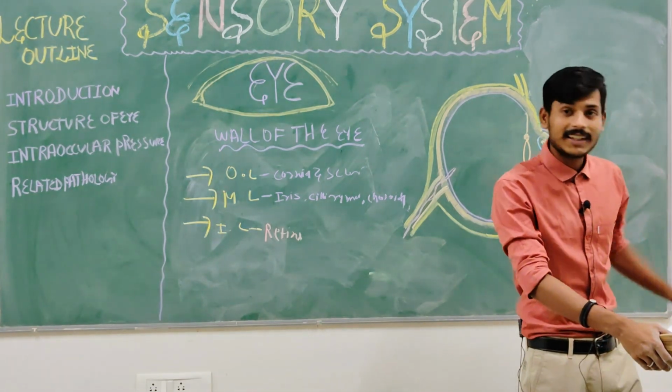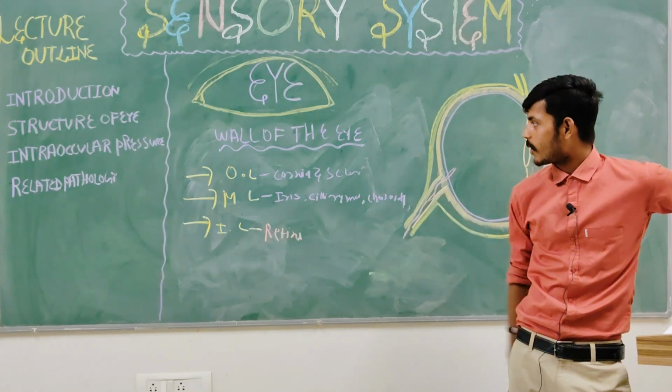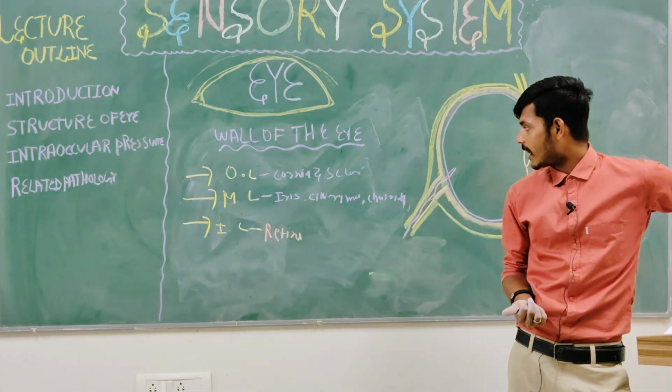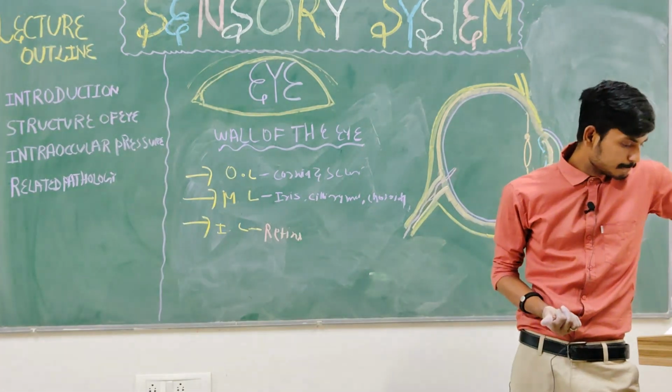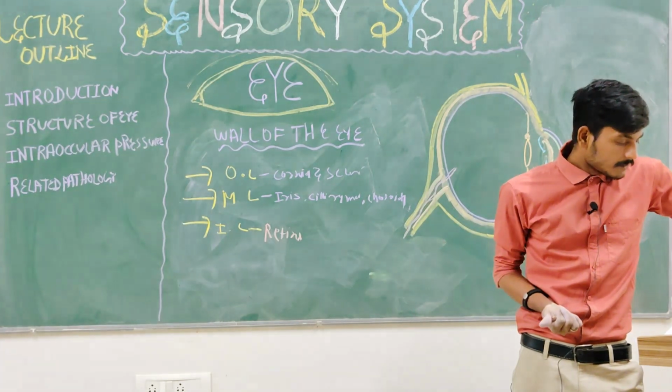We are discussing the wall of the eye. We discussed there are three layers present in the eye. The first one is the outer layer, which consists of the cornea and the sclera. The second one is called the middle layer, which consists of the iris, ciliary muscles and choroid. And the last one is the retina.